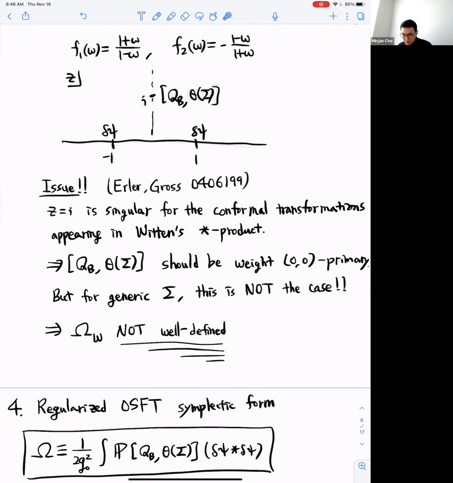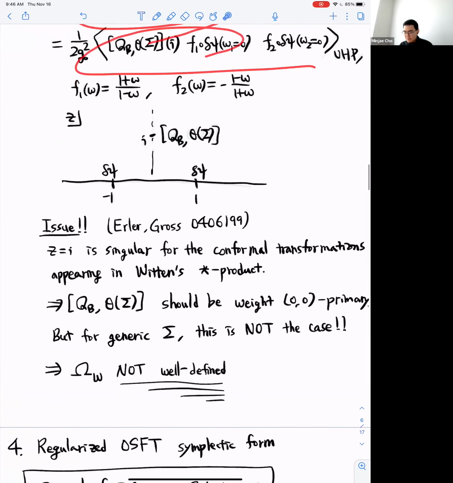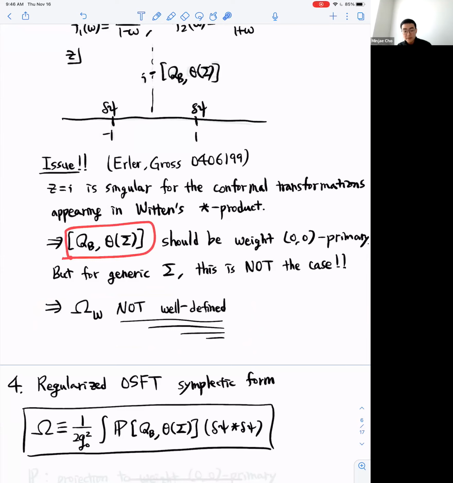But what turns out to be the case is that for generic choice of this Cauchy slice, this midpoint insertion is not weight 0,0 primary. We are going to see that very soon. It's actually not even, it doesn't even need to carry a definite weight. So for that reason, this correlator or this definition of Witten itself is actually not well defined. And it all has to do with this midpoint insertion.